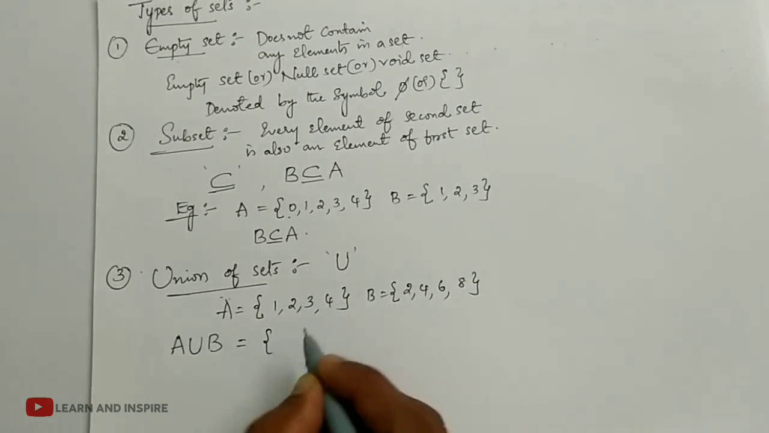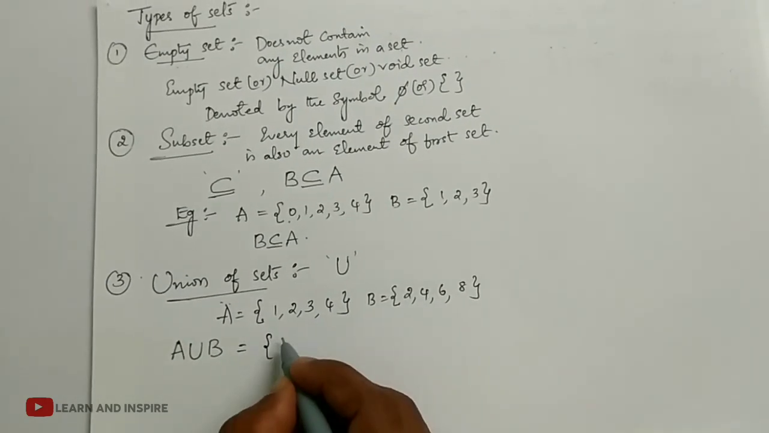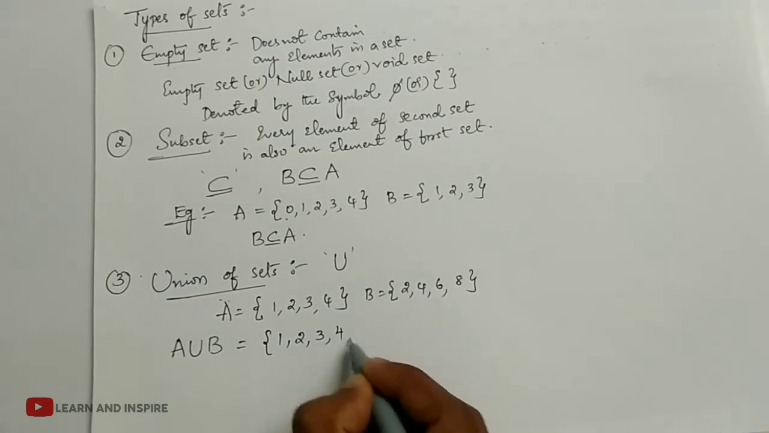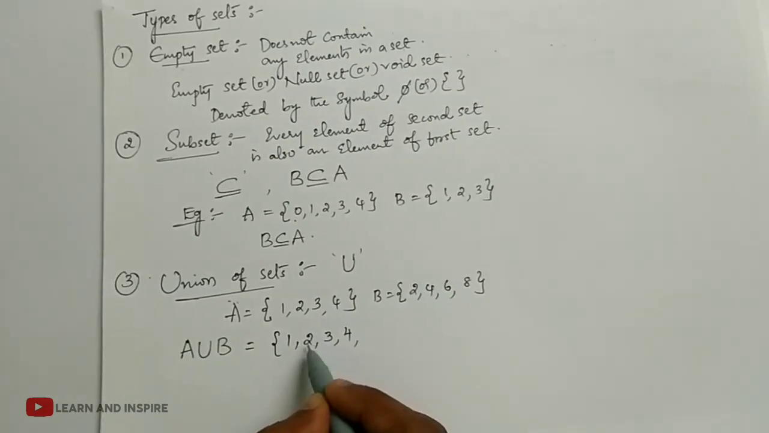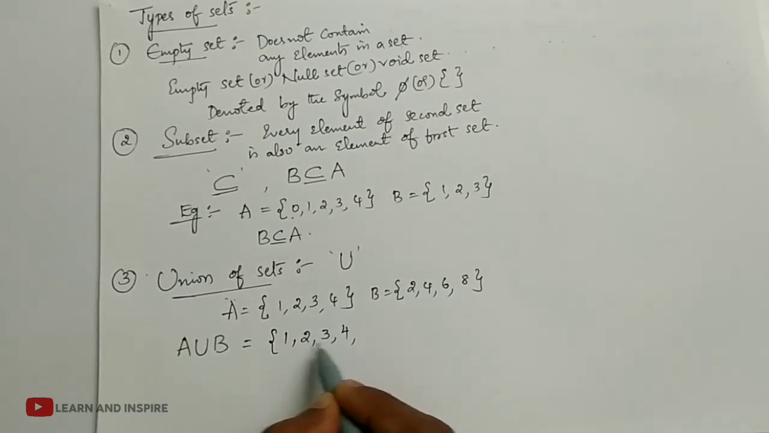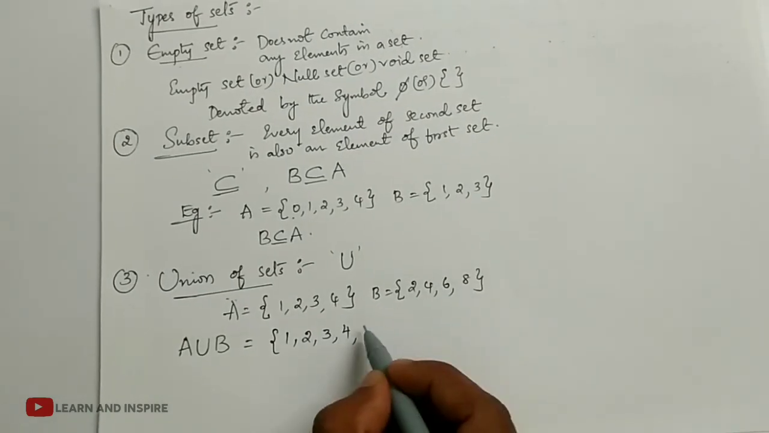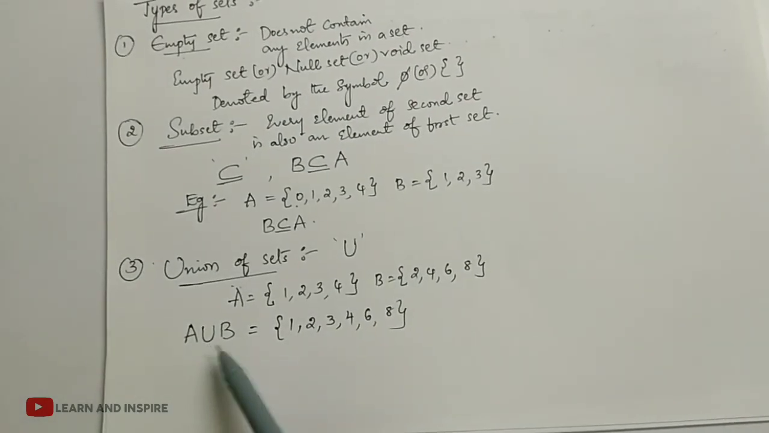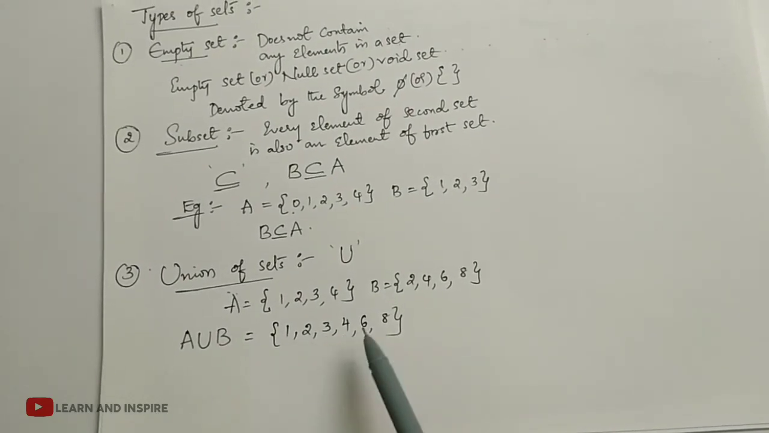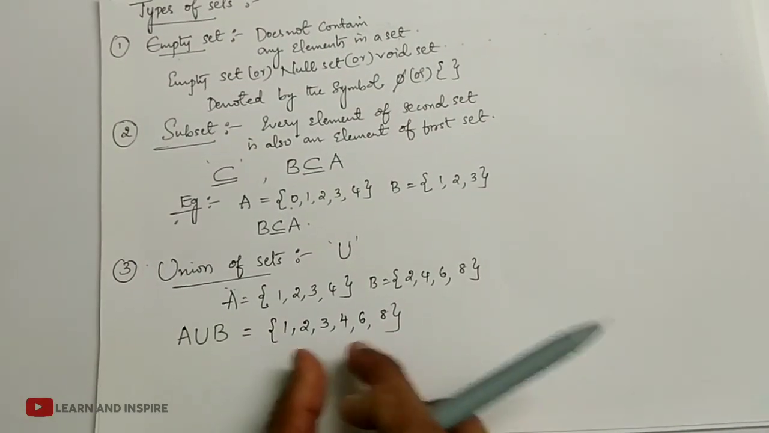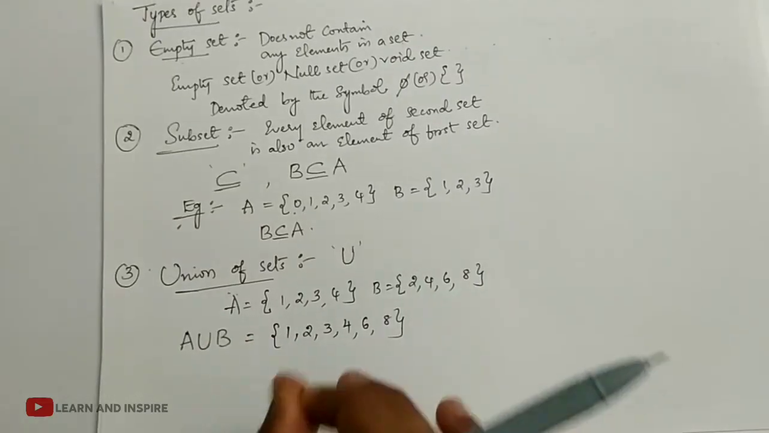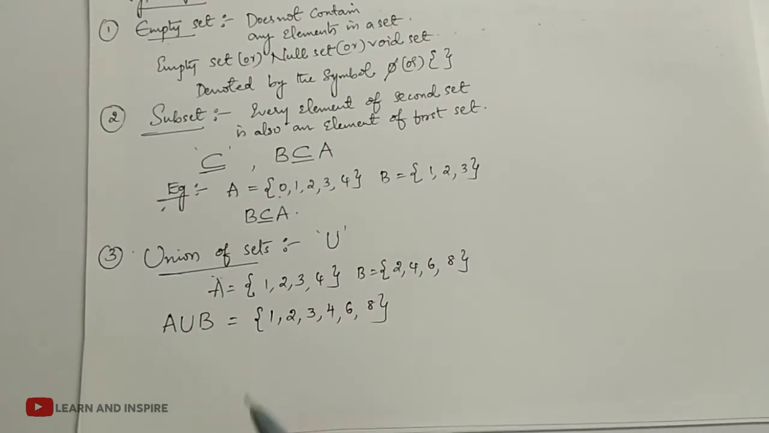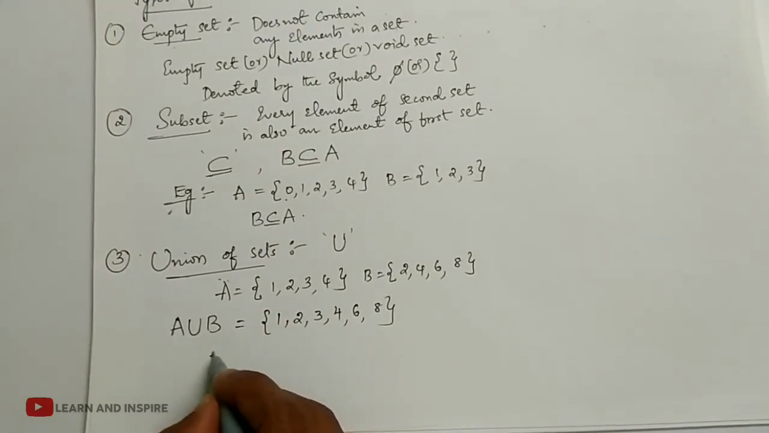So without repeating the elements, we have to combine 1, 2, 3, 4. 2 and 4 we have already written, so we should not repeat them again. And what are the remaining elements? 6, 8. Okay, so A union B is equal to 1, 2, 3, 4, 6, 8. So the elements are not repeated, and we have combined all the elements from set A and set B. Okay, so let us see one more example.